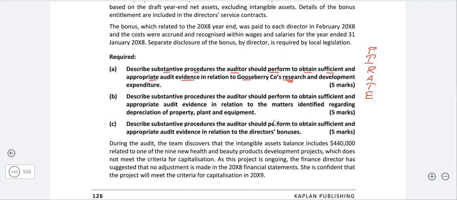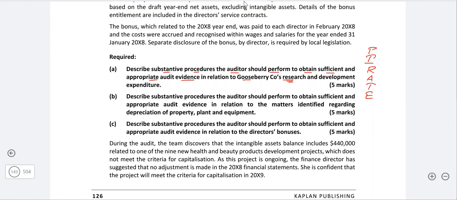But we have made the points that there's going to be the research element, which should be expensed out, and the development element, which should be capitalized. So what we need to do is see the research element in the statement of profit or loss, whether it has been correctly expensed out. We need to go to the statement of financial position to see whether the correct amount is capitalized. In terms of the development, we need to see the breakdown of the expenditure so that we can confirm that the expenses are properly classified as research and development.